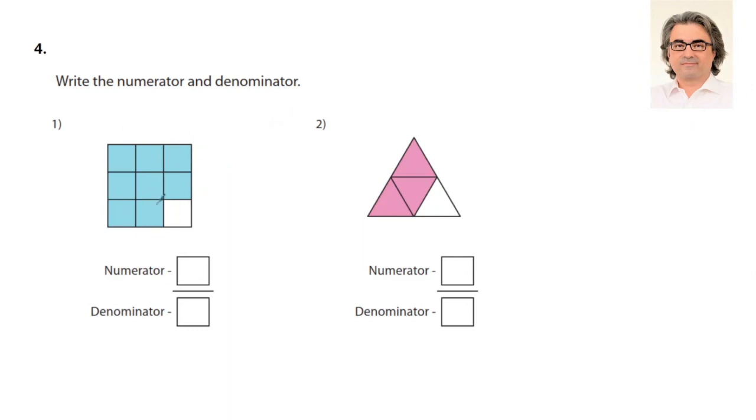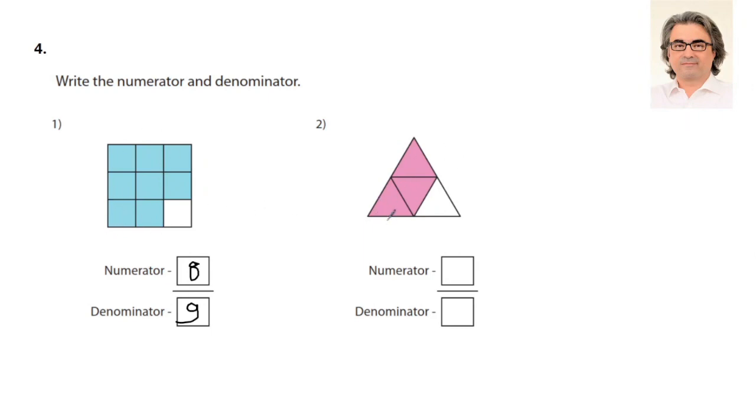This is the whole. How many equal parts, how many equal pieces? Let's count it. 1, 2, 3, 4, 5, 6, 7, 8, 9. So 9 is the denominator. What about the shaded parts? The number of shaded pieces is 8. So 8 over 9 is our fraction for the shaded region.